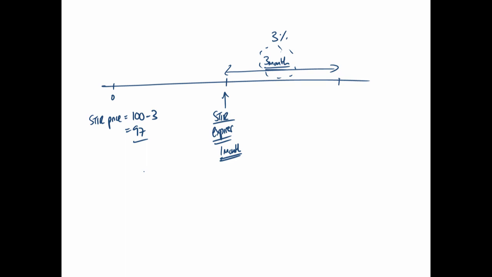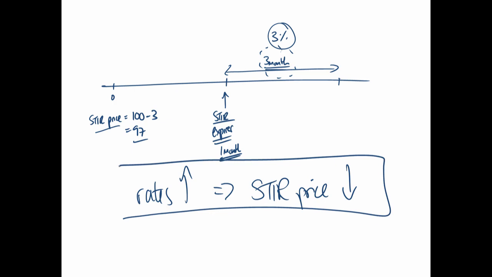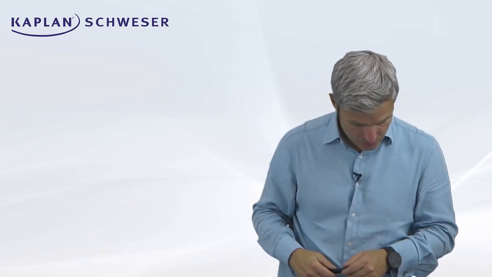So why do they do it like this? They do it because if expectations of rates go up, if forward rates go up, the stir price will go down. If rates go up, the stir price will go down. And this preserves the inverse price rate or yield relationship of fixed income. We're used to, in fixed income and money markets with securities, when rates go up, the price of instruments go down. And the stir respects that through this pricing mechanism that it uses.